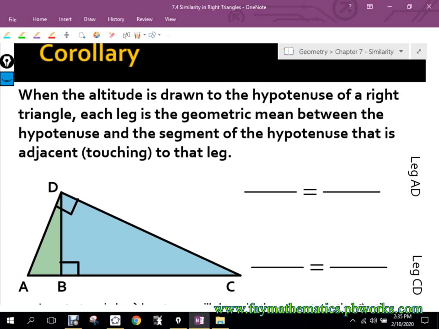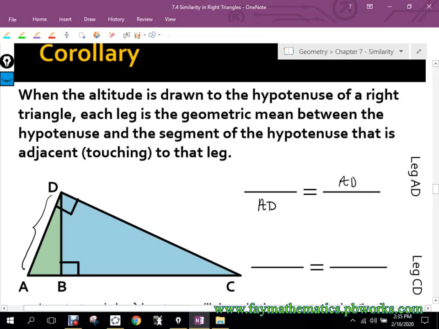Kind of line by line. It says each leg. So let's just talk about this leg AD. It says each leg is the geometric mean. So AD is going to have to go there and there. That, by definition, is what we mean by a geometric mean.